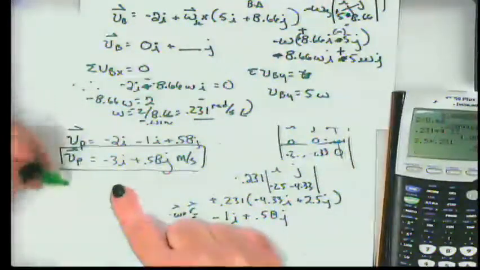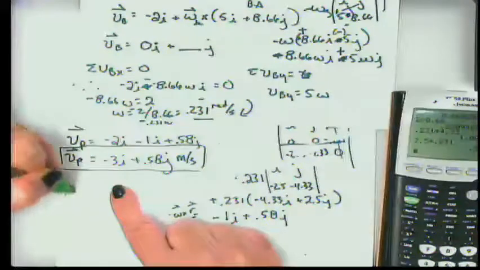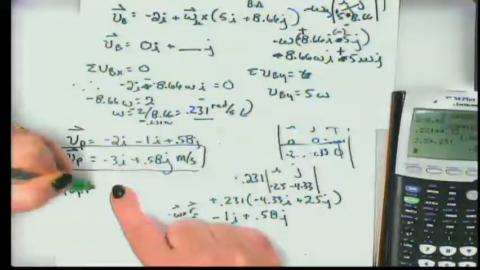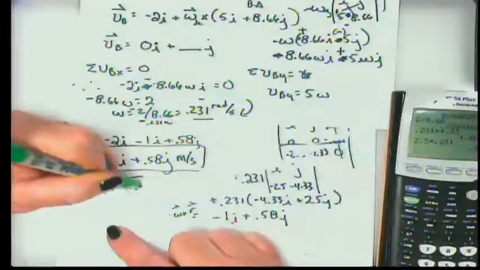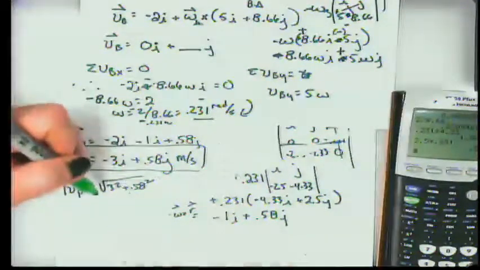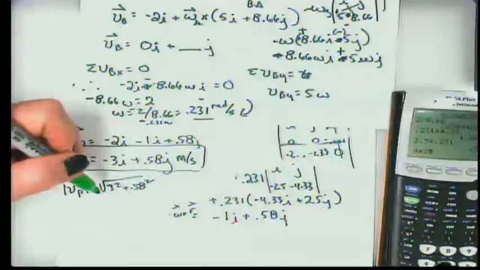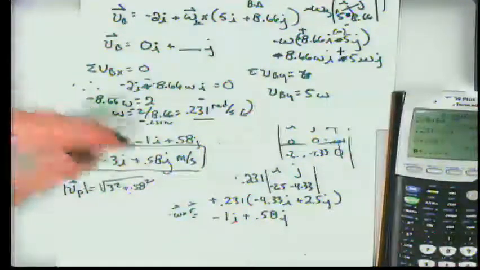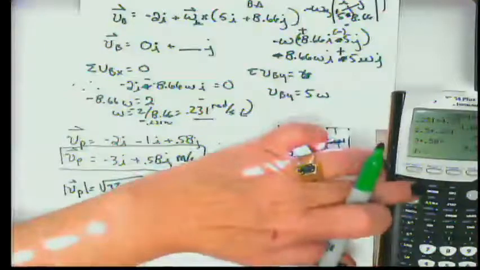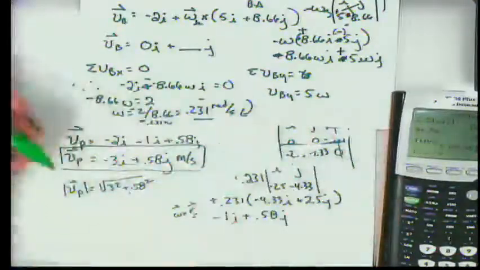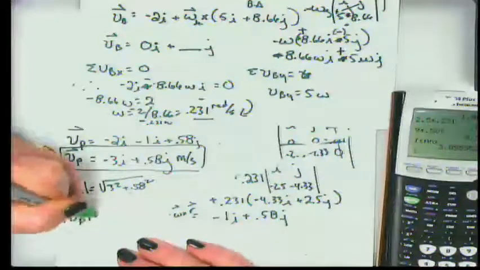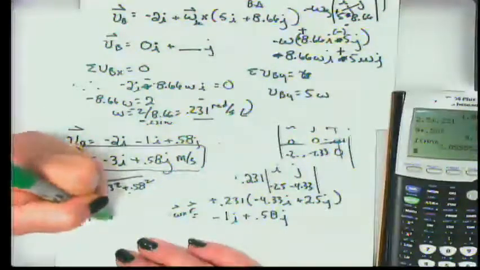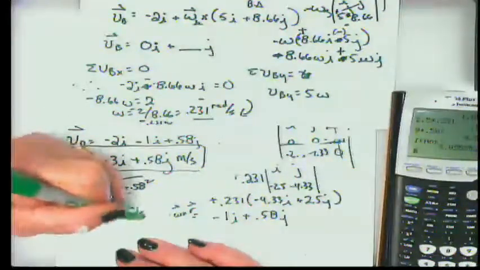So, what is the speed? The magnitude of the velocity of the painter would be the square root of 3 squared plus 0.58 squared. So that's 9 plus 0.58 squared. Take the square root of that number, 3.05. So the speed with which he's moving is 3.05 meters per second.